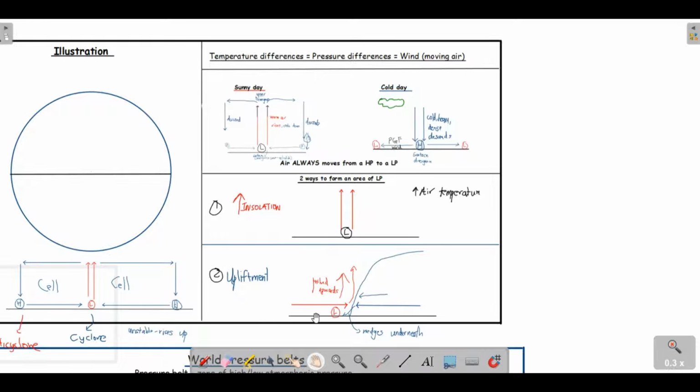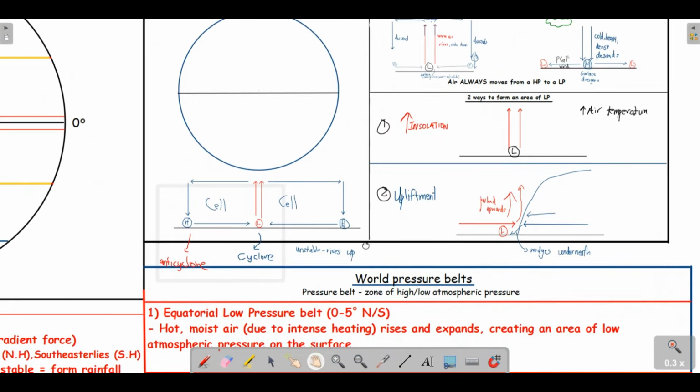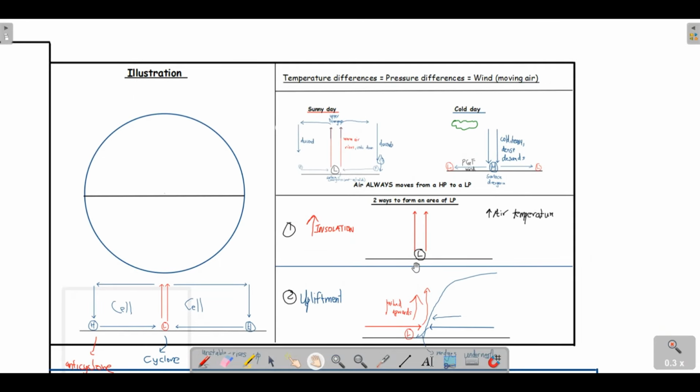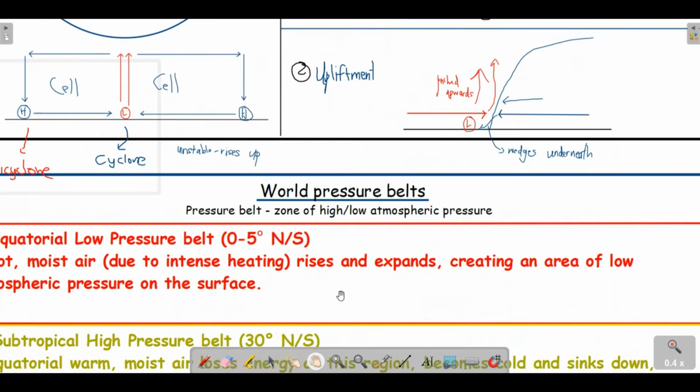So that was a pre-lesson. So now we actually get into the actual lesson. But this is vital for you to understand everything that we are going to cover right now. So first things first, we are going to start with the world pressure belts.